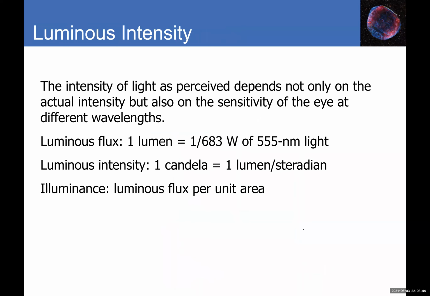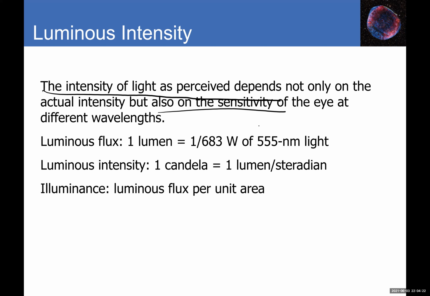And the last one here we have luminous intensity. So this is basically looking at the intensity of the light, which we looked at before in terms of the Poynting vector. But obviously, when we're talking about humans specifically, we want to look at the one that is actually relevant to us, the one that we can actually see, and we can only see the visible spectrum. That means this is the intensity of light perceived, which depends not only on the actual intensity, but also the sensitivity of the eye at different wavelengths. That means we can only see from about 400 nanometers to about 700 nanometers.